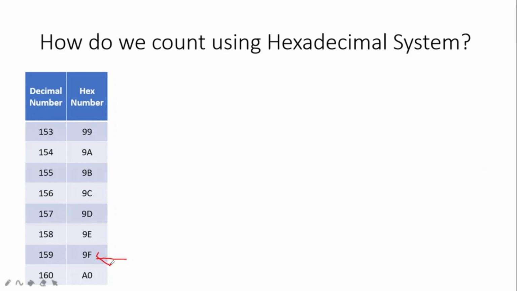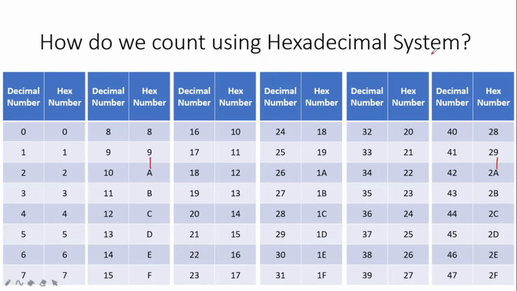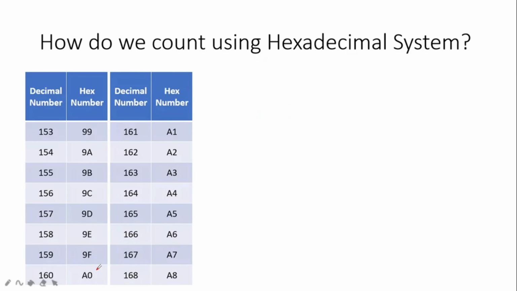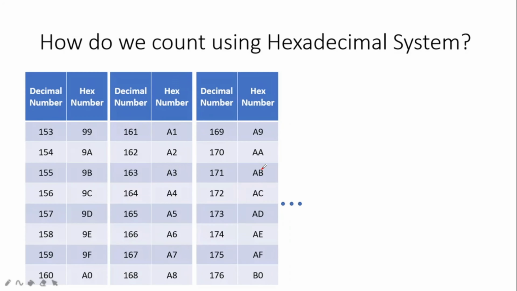Now for the hexadecimal number 9F, how to find out the next count? First find out what comes after F, because F is at the 0th position. So 10 comes after F, right? So 0 is here, and 1 is carried forward. Now this 9 has a carry. So what comes after 9 in the hexadecimal system? What comes after 9? A, right? So A0 is the next count after 9F in the hexadecimal system. And this goes on like A1, A2, A3, A4, A5, A6, A7, A8, A9.